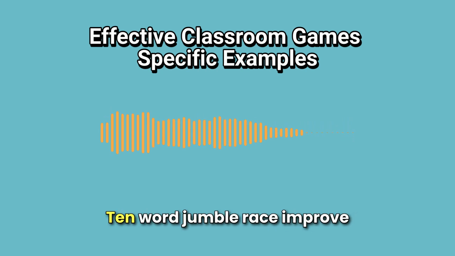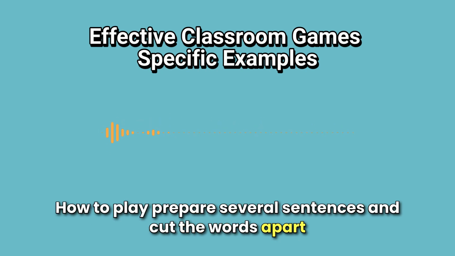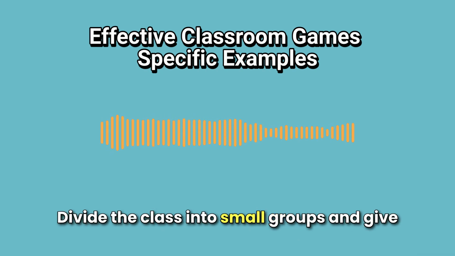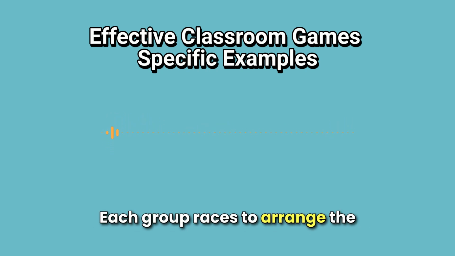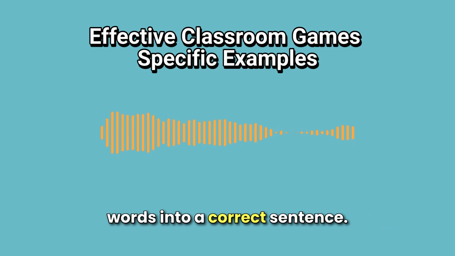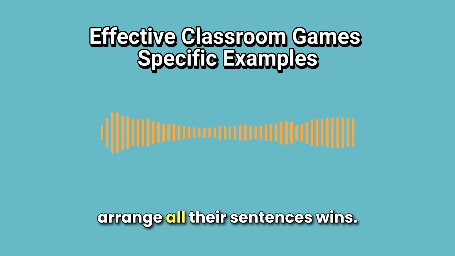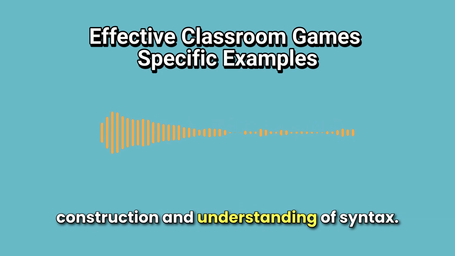10. Word jumble race. Objective: Improve sentence structure and grammar. How to play: Prepare several sentences and cut the words apart so each word is on a separate slip of paper. Divide the class into small groups and give each group a set of jumbled words. Each group races to arrange the words into a correct sentence. The first group to correctly arrange all their sentences wins. This game helps students practice sentence construction and understanding of syntax.